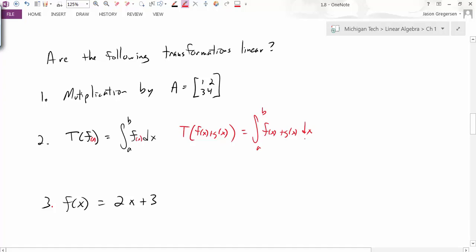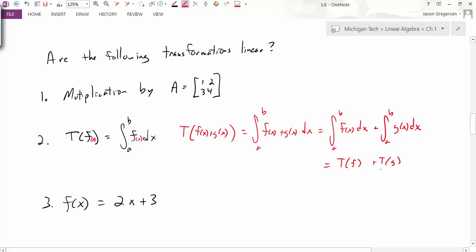But I have properties of integration. I know that the integral of a sum is the sum of the integrals. So this is really just the integral from a to b, f of x dx, plus the integral of g of x dx. And then by definition, this is T of f plus T of g. So I've shown that first property is true.